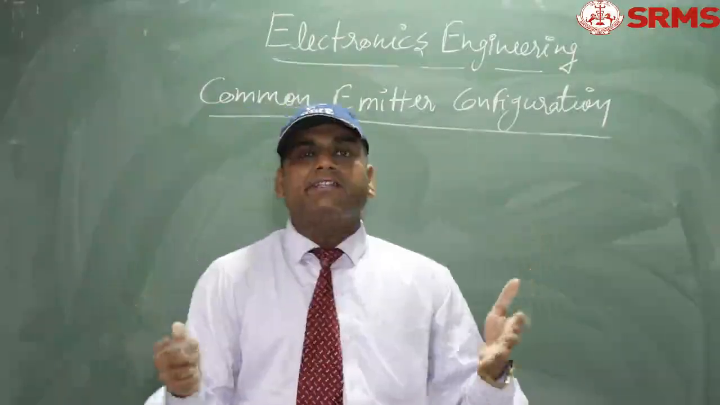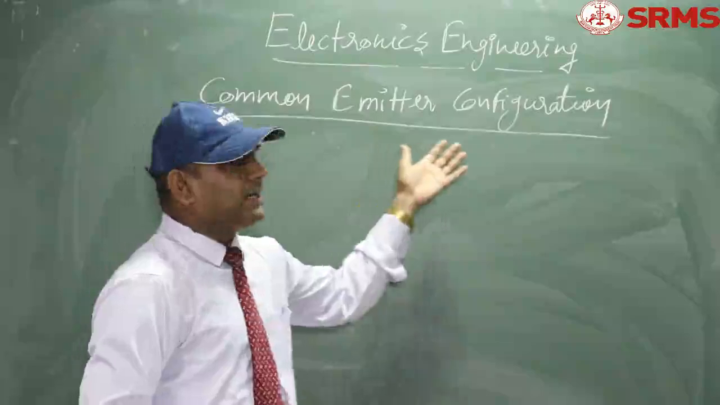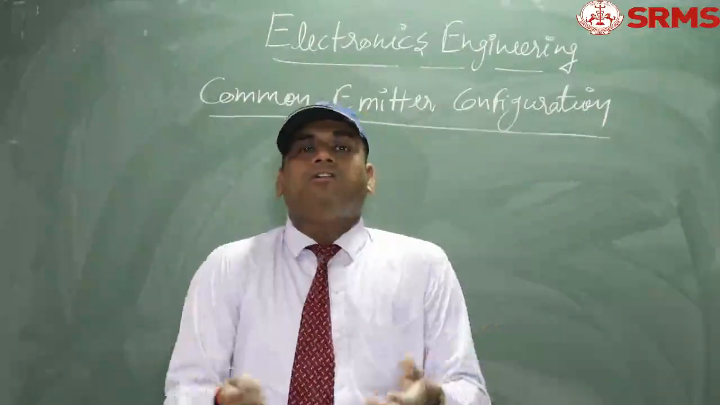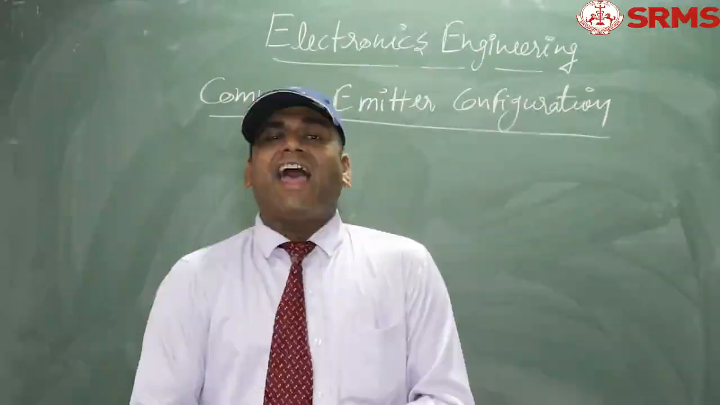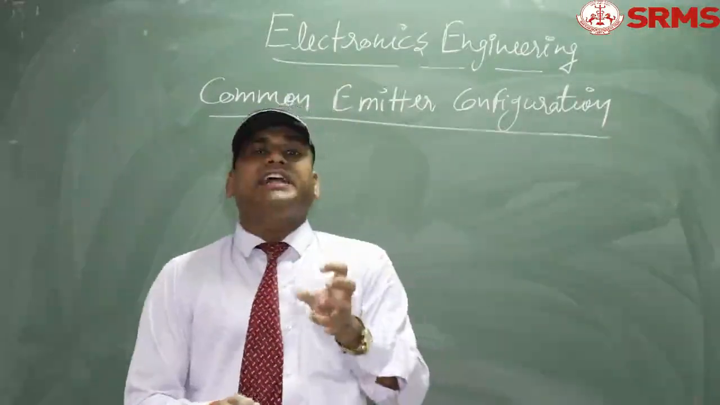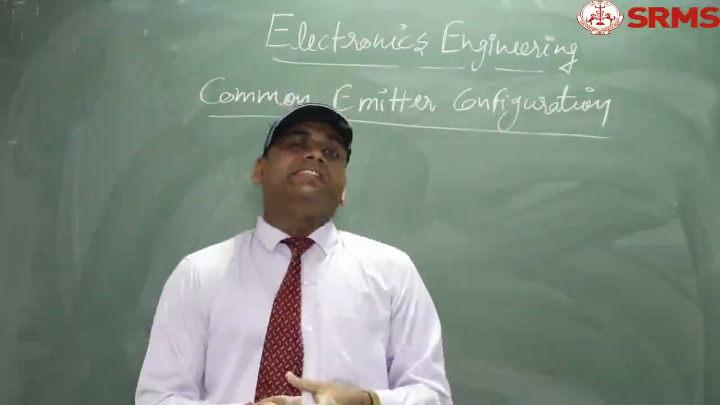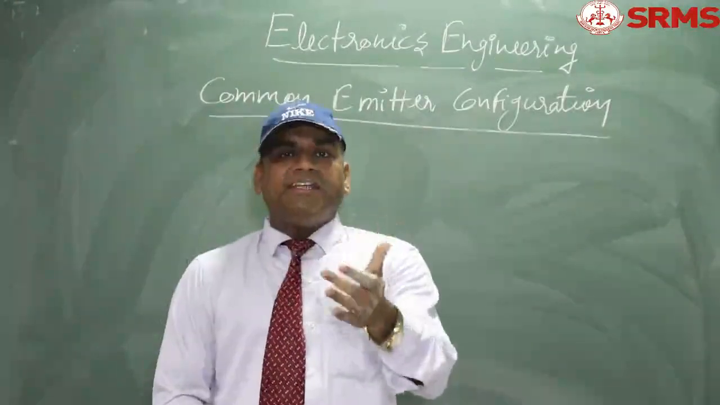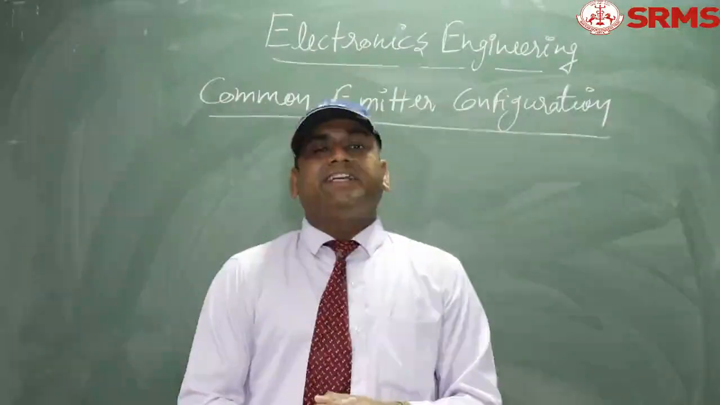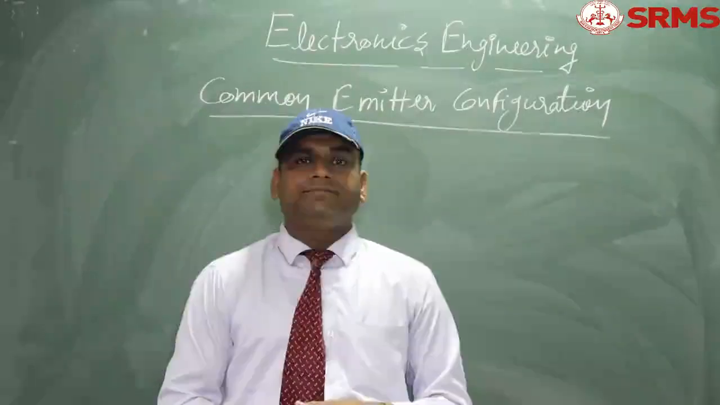In the next lecture, we will discuss the details of the common emitter configuration, how we can draw this configuration with the help of an NPN transistor and a PNP transistor. Then we will focus on the current relationship for the common emitter configuration, and determine the relationship between alpha and beta, where beta is the current gain, or the current amplification factor, for the common emitter configuration. Thank you.